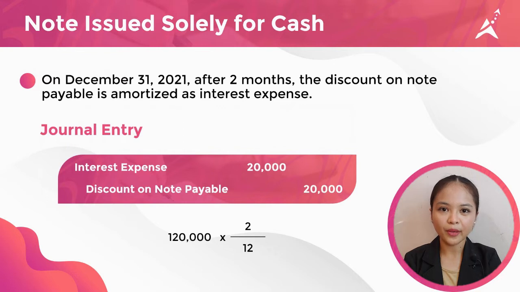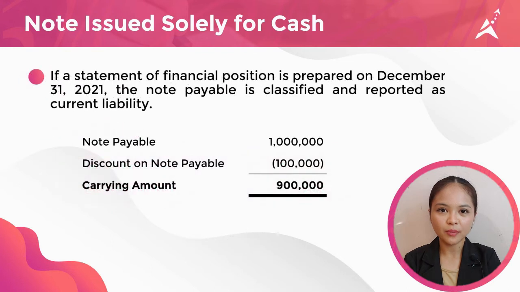Besides, the note payable has only a term of 1 year. If a statement of financial position is prepared on December 31, 2021, the note payable is classified and reported as current liability. To compute for this, we will deduct the 100,000 pesos discount to the note payable, which is 1 million pesos. Its difference is 900,000 pesos, and it is the carrying amount.